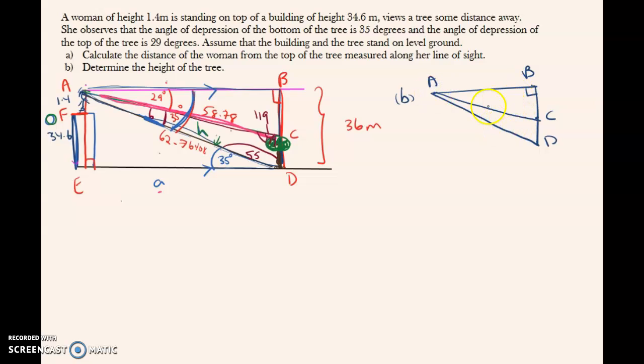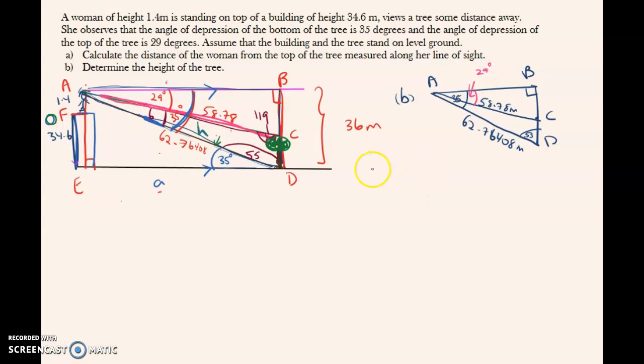So now, what do we know from here? We know that this side here is 58.78. We know that this side here is 62.76408, right? Meters. We know the angles here. We know this angle here is 55. I know all of this here is 35, right? We also know that this smaller angle here is 29 degrees.